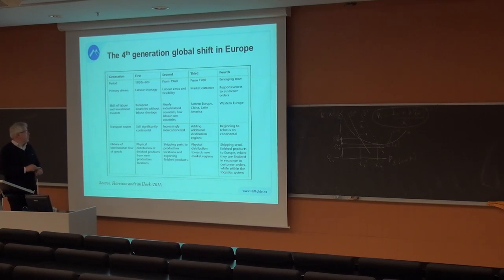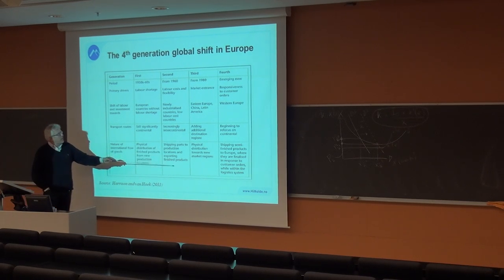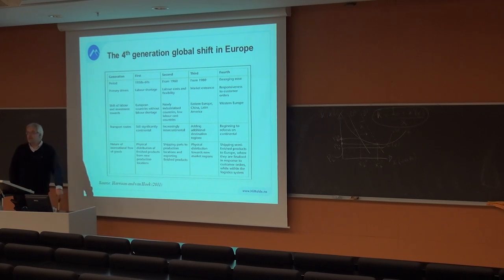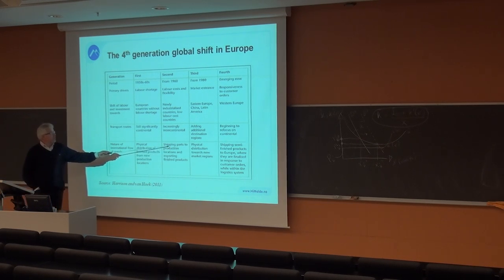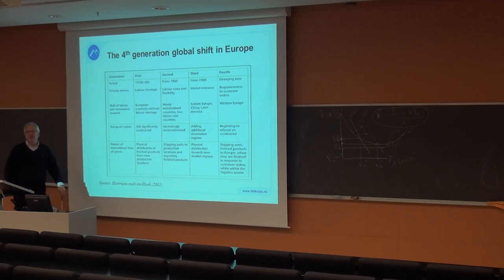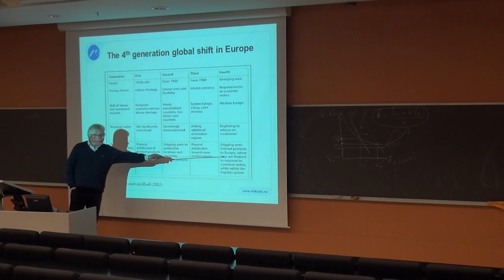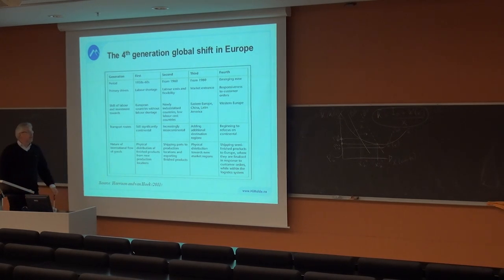So the nature of the flows has changed, from physical distribution of finished products from product locations, new product locations, whereas one here starts to get an increased division of labor between different regions, where some regions, some countries started to produce for assembly or production in other countries. And then now, as you will see in this book chapter that I have posted, the trend is starting to reverse, where the traditionally high cost regions are taking some of the production back.